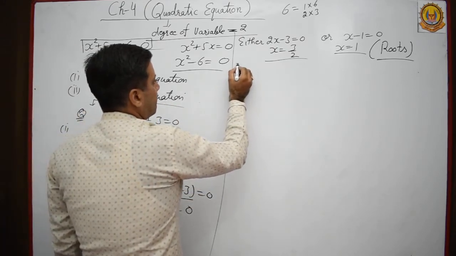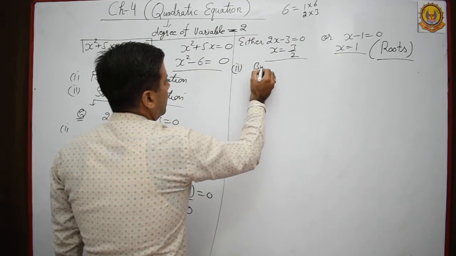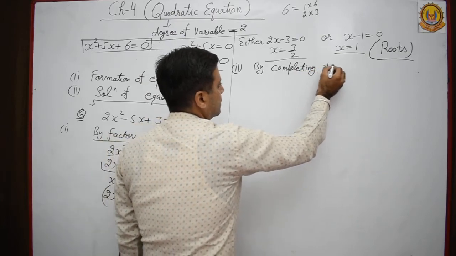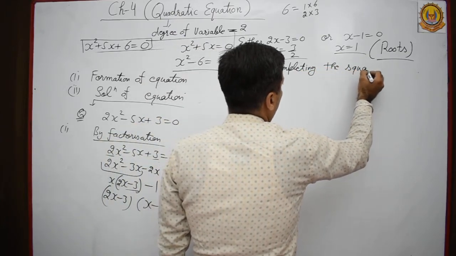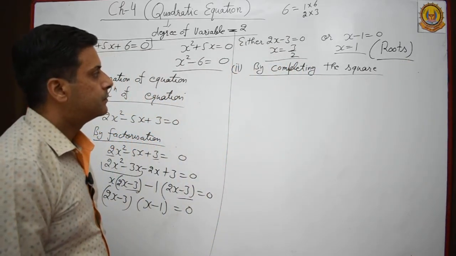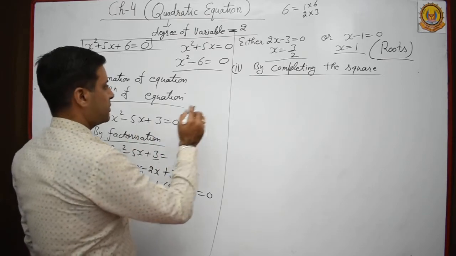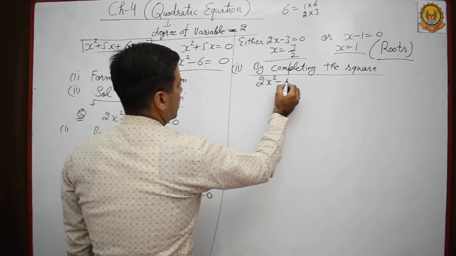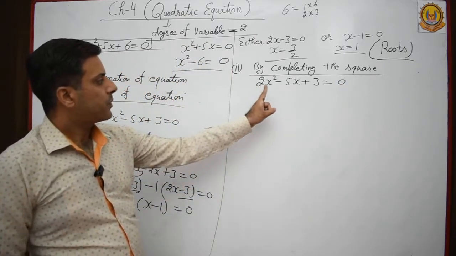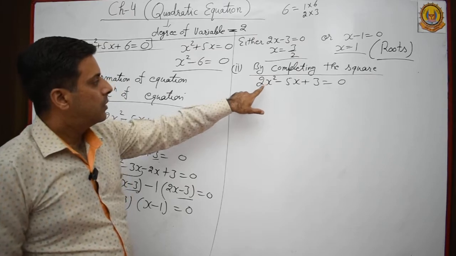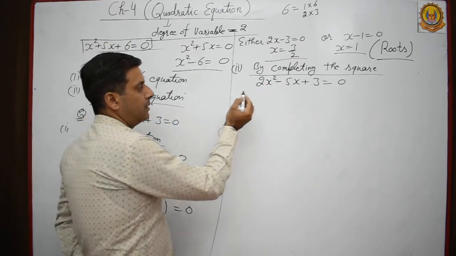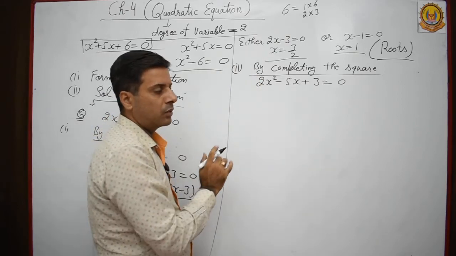Now second method, by completing the square. This is an important method, and you have to learn all the three methods. Any method can come in the exam. By completing the square, the equation I have is 2x square minus 5x plus 3 is equal to 0. So firstly, look at the first term. Coefficient of x square should be equal to 1 always. Remember this thing. So here 2 is there. So firstly remove this 2. So how will you remove it?